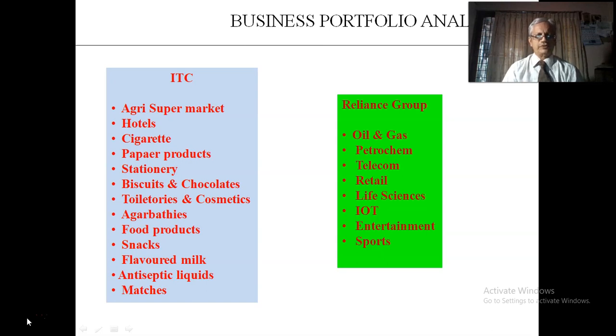You would have seen, again, just as an example, the ITC and Reliance Group. In ITC you would have seen different categories, even unrelated areas, starting from agri to paper, stationery, cigarettes, food products and toiletries, etc. Similarly, the Reliance Group has everything from Reliance oil and gas to petrochemicals, telecom and life sciences. Recently they're talking about digital and entertainment and other things also.